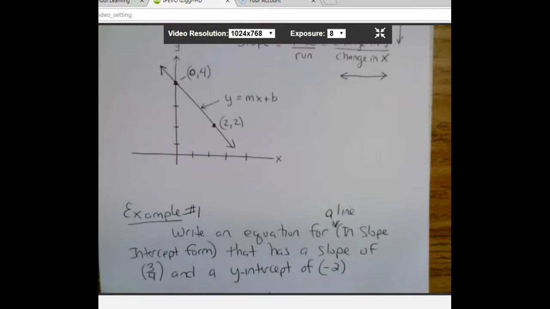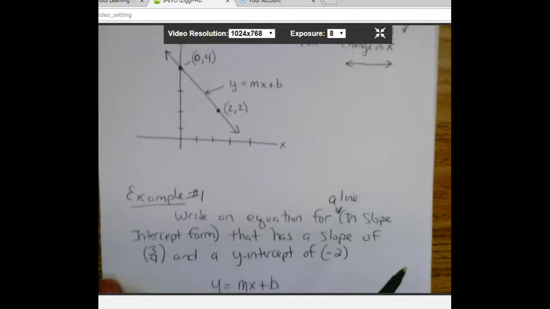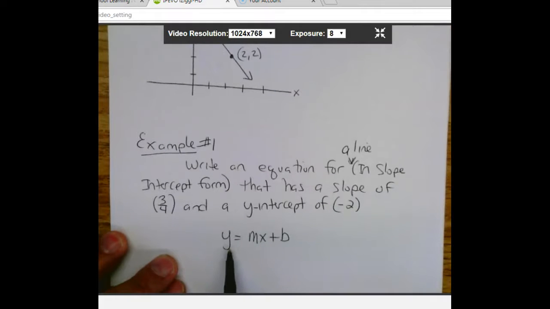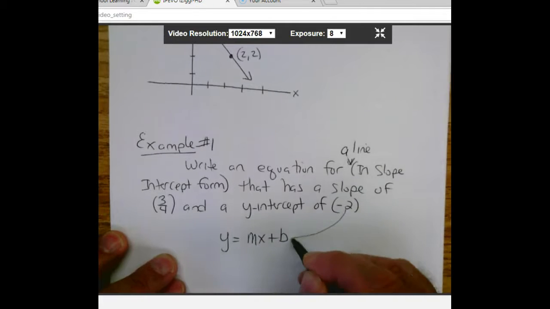So then if we're going to write that, we look at this form here, y equals mx plus b, and we could then plug in. We don't know any points there, that's kind of a problem, but we could plug in the y-intercept -2 for b, so that would go right there.